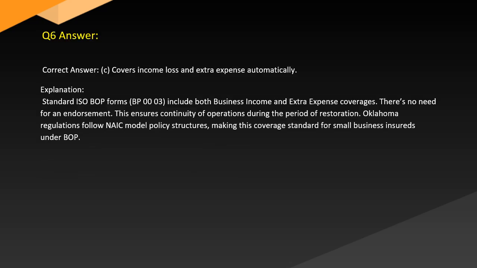Answer. Correct answer, C. Covers income loss and extra expense automatically. Explanation: standard ISO BOP forms, BP 03, include both business income and extra expense coverages. There's no need for an endorsement. This ensures continuity of operations during the period of restoration. Oklahoma regulations follow NAIC model policy structures, making this coverage standard for small business insureds under a BOP.